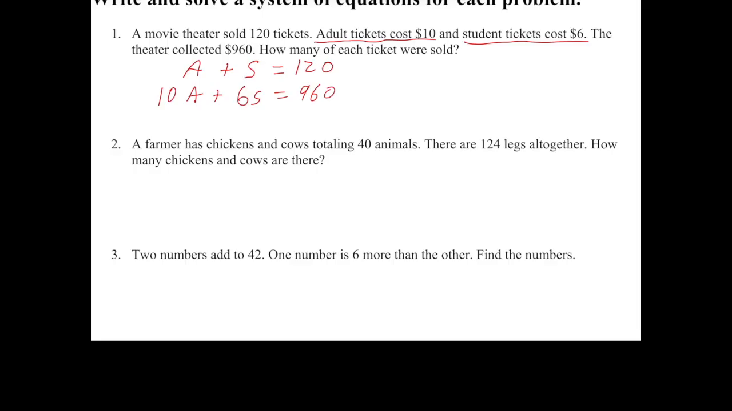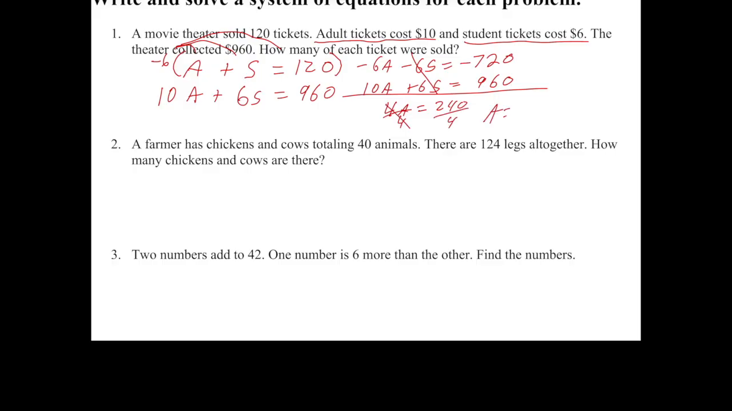So now if you notice, this is just like an elimination problem that we've worked on before, okay? So what I'm going to do is I'm going to take the top and I'm going to multiply it by, well, I can go -10 or -6 because that will eliminate one of these. I'm going to go -6 just because it's smaller. And I'm going to get -6A minus 6S equals -720, okay? And then I'm just going to copy the bottom. It's always good to line them up. That equals 960. Boom. They die. I'm left with 4A equals 960 minus 720 is 240. Once I divide each by 4, I'm going to get A equals 60.